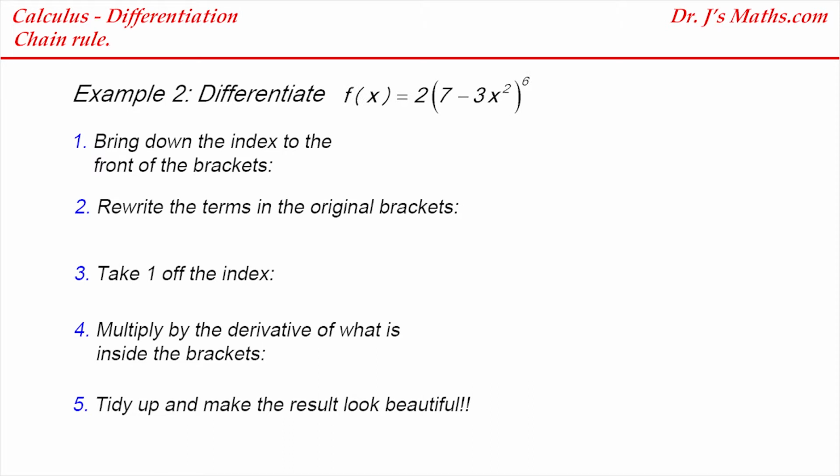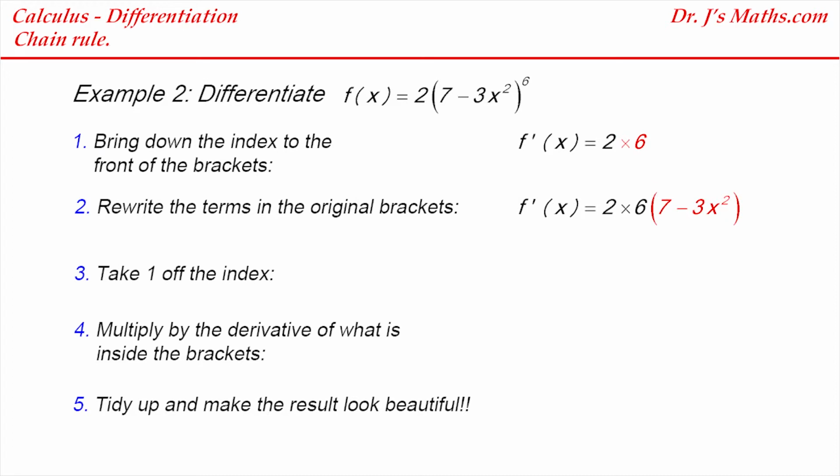Example 2. We have to differentiate f(x) equals 2 outside of (7 minus 3x squared), all raised to the sixth. Now, the steps are exactly the same, and to emphasise that, I've just left the steps there from example 1. So, we start. The 2 out the front is just a decoration. It serves no real purpose, just like an earring. So put the 2 down. Now bring the 6 down from the index to the front, so it's 2 times 6.